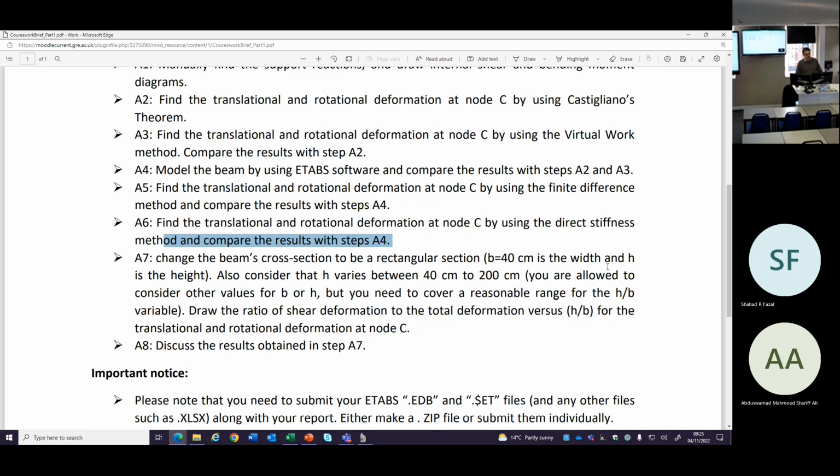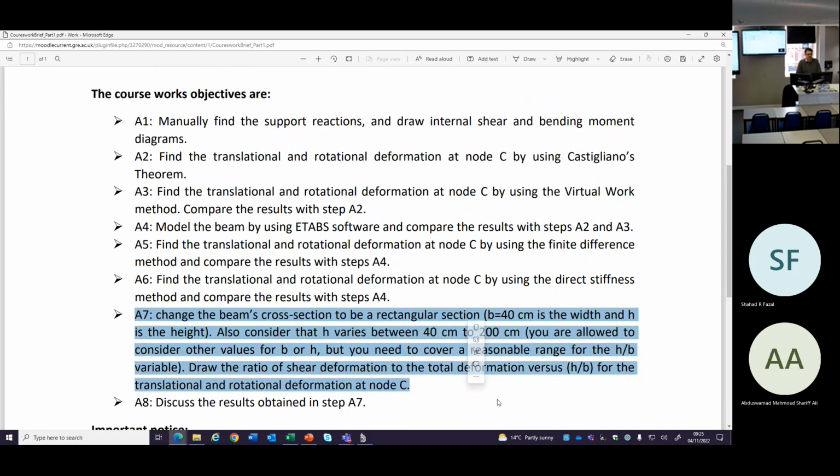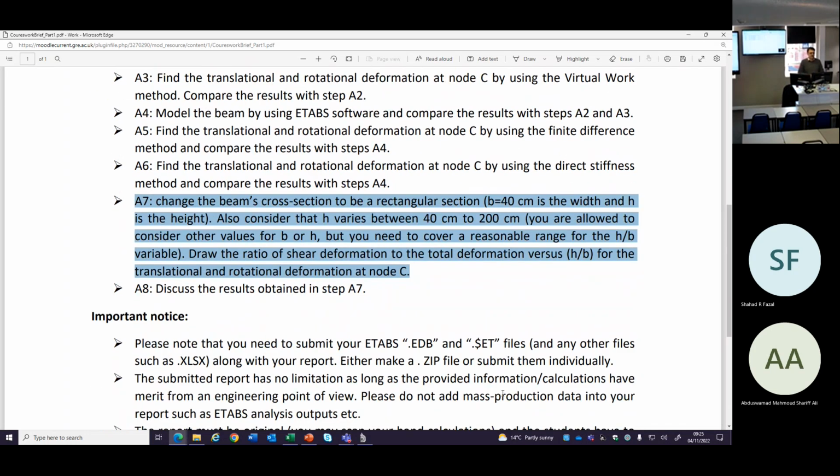A7 is something interesting. And A8, the last one, is a discussion about the results obtained in A7. This is something interesting that I need to elaborate a little. So, in the Excel file, you had cross-section area in terms of square meter for everyone, okay?